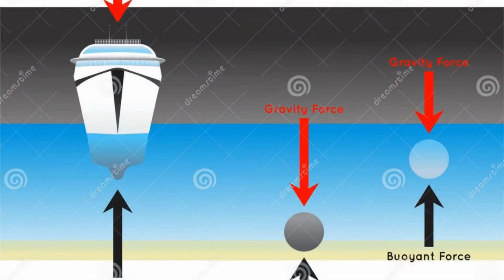Some applications of buoyancy are: ships and boats float on water because they are designed to have a lower density than water. They displace a large volume of water, which creates a buoyant force that balances their weight.